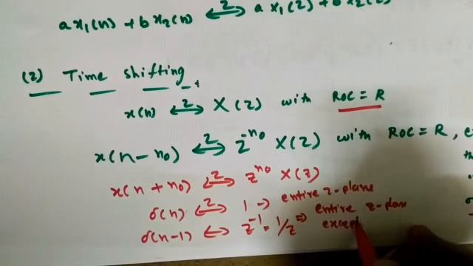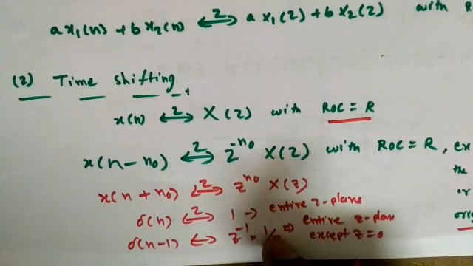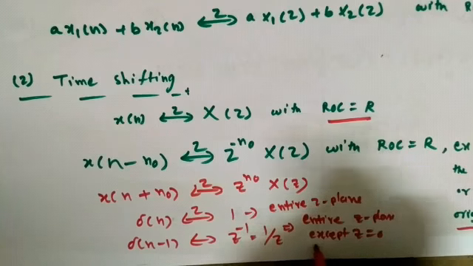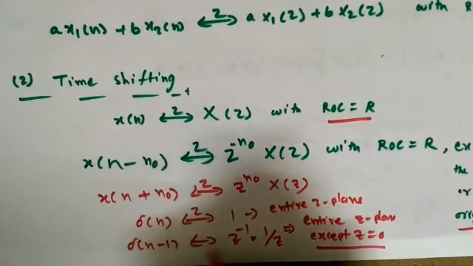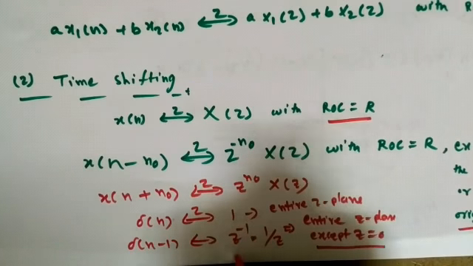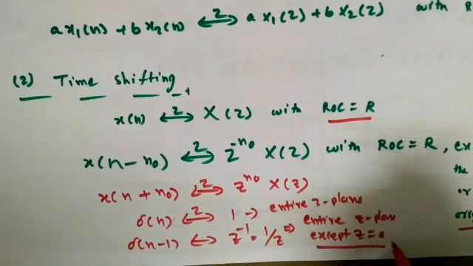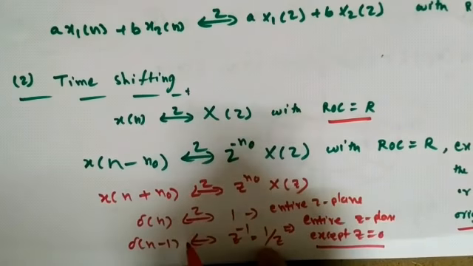But here the ROC is the entire z plane except z equal to 0. Why? Because when we substitute z equal to 0, the Z transform diverges. That is the reason we need to except z equal to 0. Similarly, if there is delta n plus 1, it will become z. If I substitute z equal to infinity, it will diverge. So the ROC is the entire z plane except z equal to infinity in that case. So this is about the time shifting property.